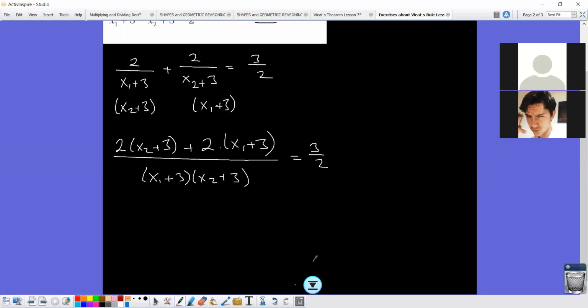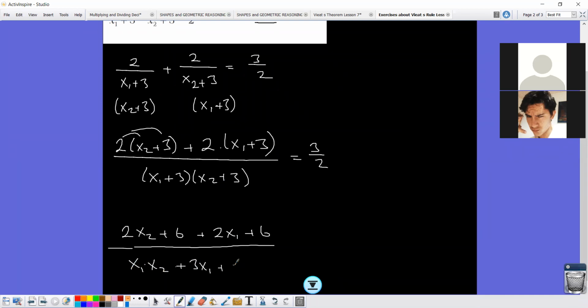It's okay, this step? It's okay. Now let's do the basic operations. In the numerator, when I multiply one by one, I have 2x2 plus 6, plus 2x1 plus 6. Then x1 times x2, x1x2, plus 3x1 plus 3x2 and plus 9 we have. 3 over 2 is here.